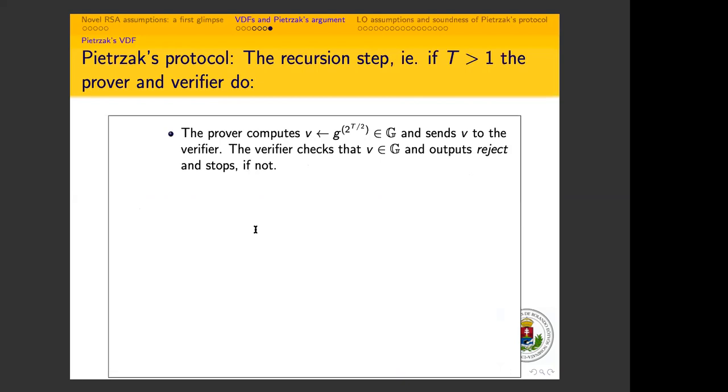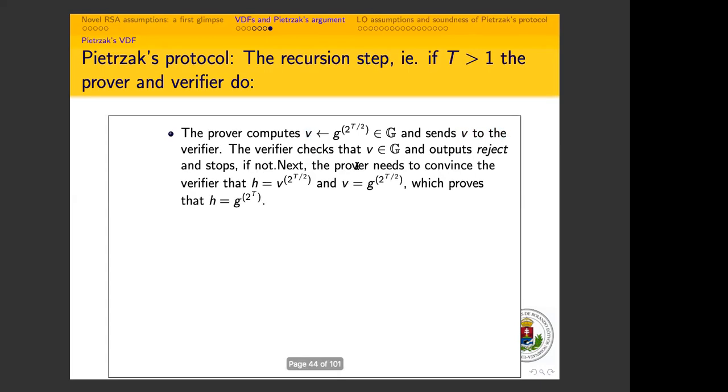This is a really nice idea, and I just love it. The way we prove it is that we take the middle element, denoted as v. If you want to go from g to h, then this is the middle element, because v equals g to the 2 to the t half. We send this to the verifier. The verifier checks whether this middle element is in the group, and if not, we stop. So what do we need to check? We need to check whether v to the 2 to the t half equals h, and simultaneously that g to the 2 to the t half equals v. Because then this would prove that indeed g to the 2 to the t equals h.